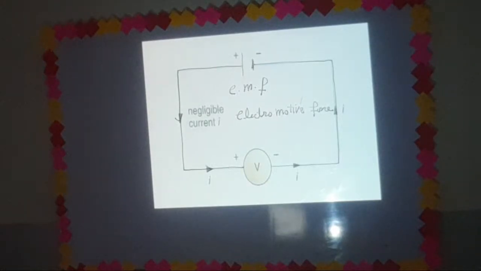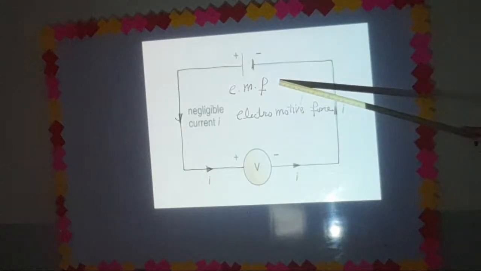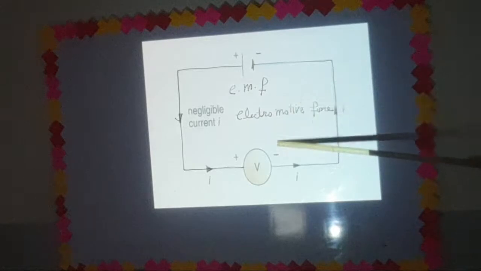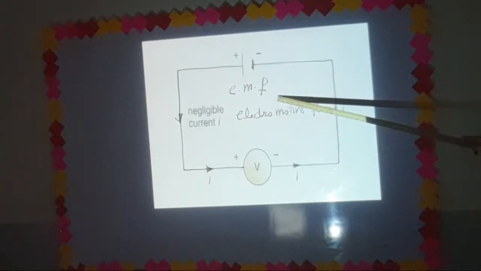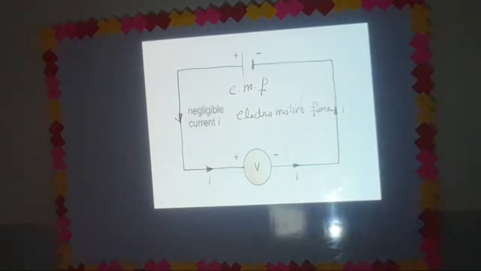Please draw the circuit. Here is a voltmeter which is being used to measure the electromotive force of the battery, that is, the potential difference between the 2 terminals of the battery. Hurry up, note it.